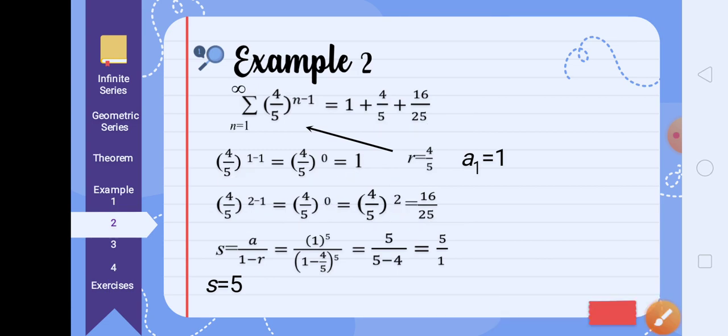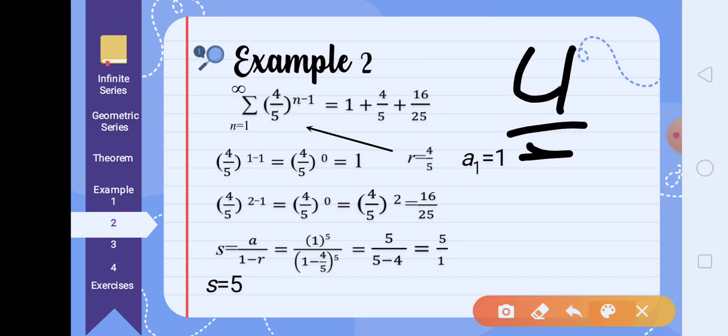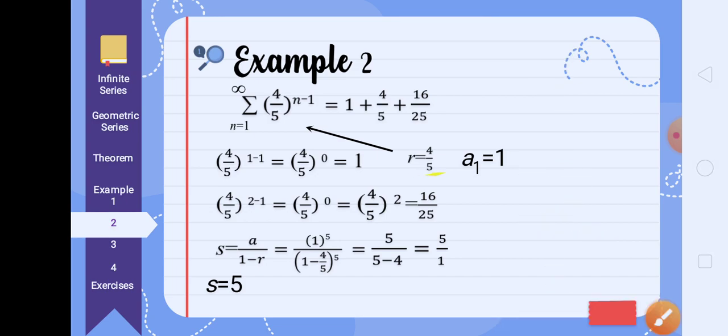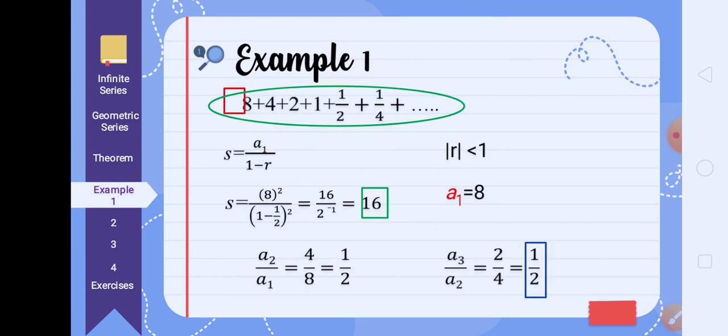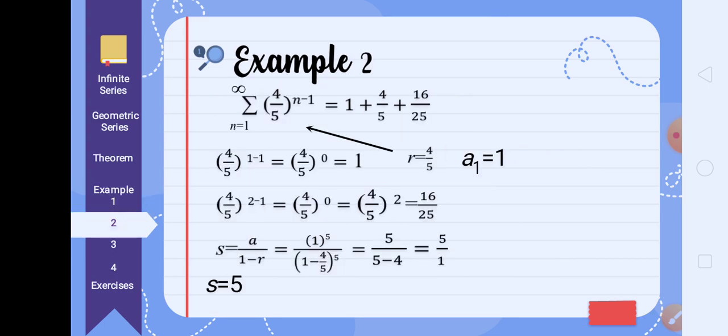And our ratio is 4 over 5 because 4 over 5 divided by 1 is equal to 4 over 5. That's why our ratio is 4 over 5. And our a is 1 here. We can use this formula because 4 over 5 is less than 1. So the sum is equal to a over 1 minus r.